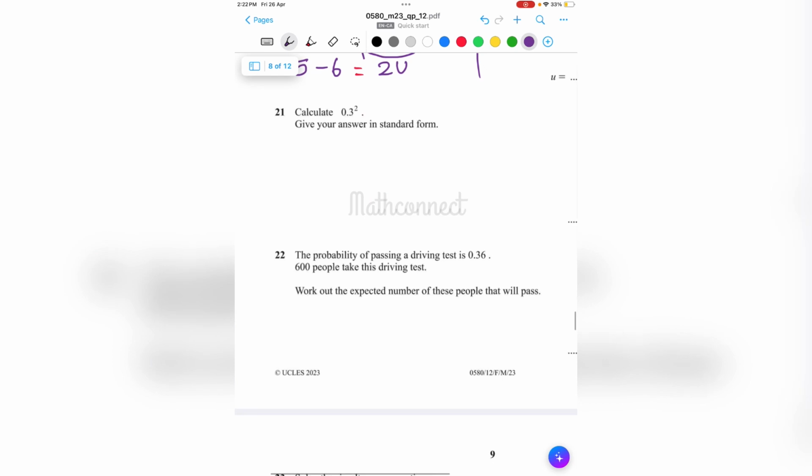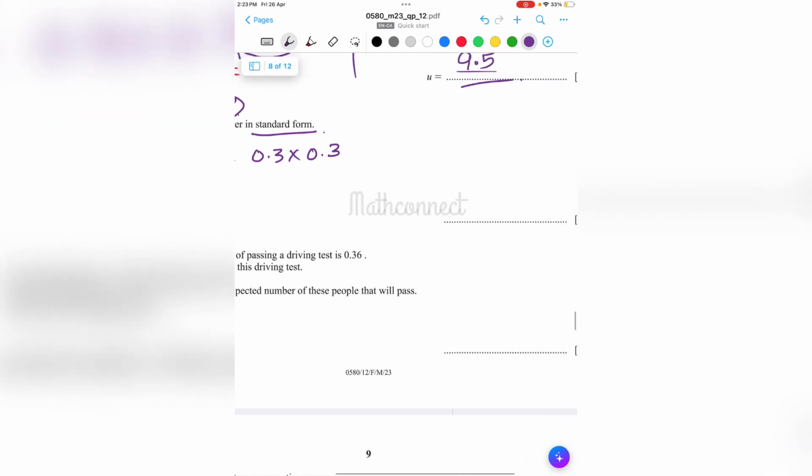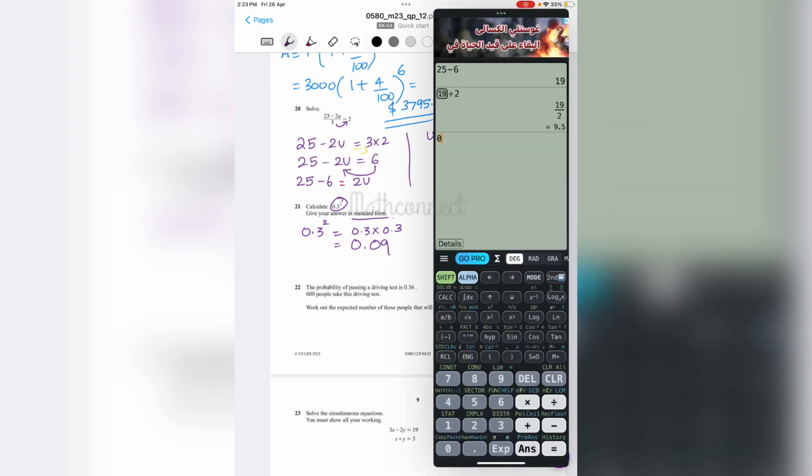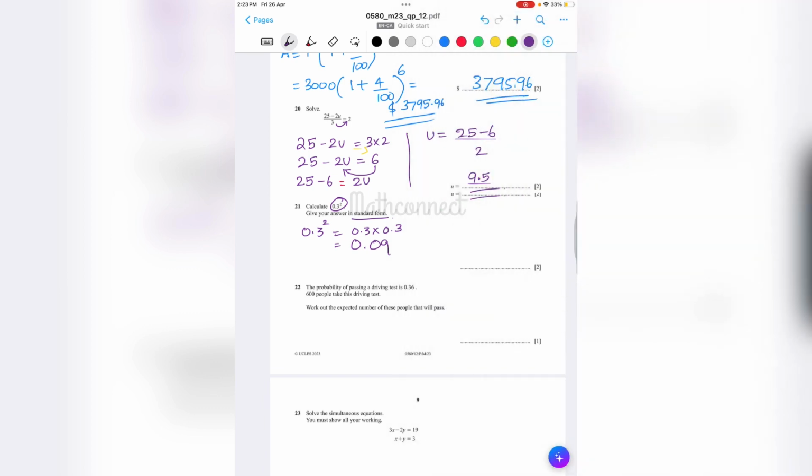Question number 21. Calculate 0.3 square and give the answer in standard form. So 0.3 square is 0.3 times 0.3. So we get the answer as 0.09. If you want, you can input it in the calculator and do it. 0.3 square is 0.09. So we have to write it as 9 times 10 to the power of something. So if I want to write it as 9 times something, I'm shifting the decimal place to the right. So this becomes minus 2.